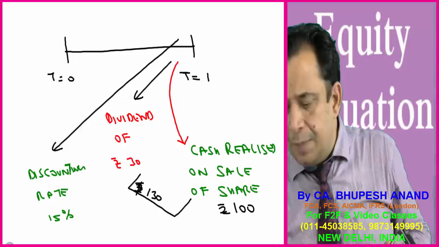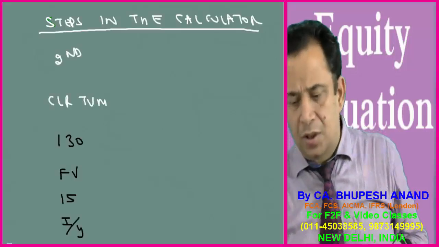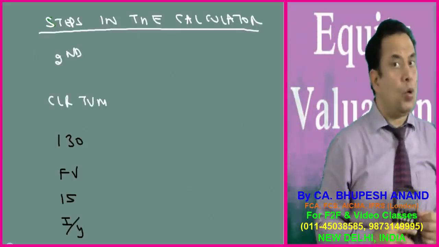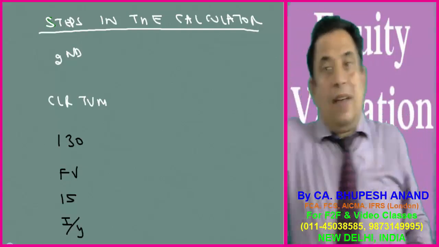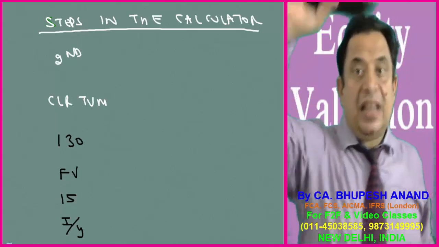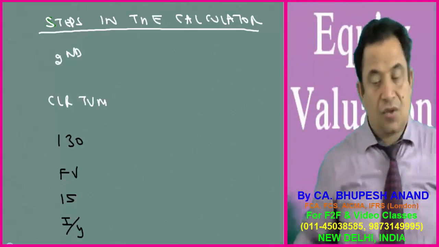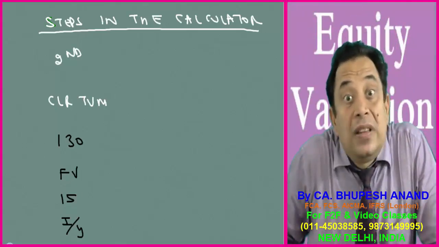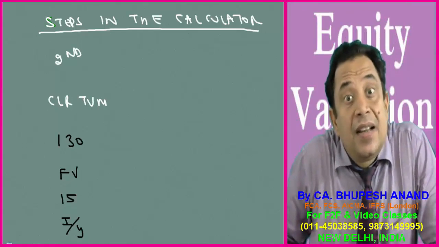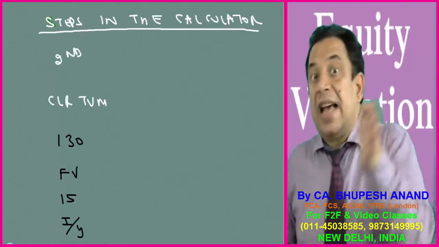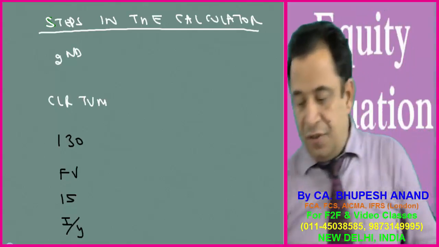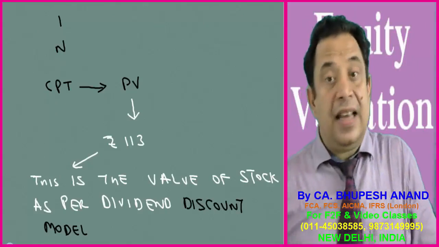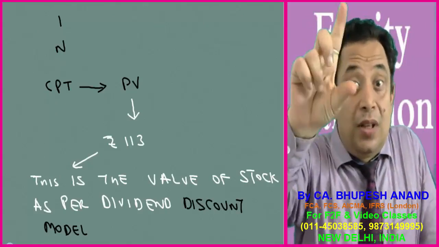And I have written all the steps that are to be taken into account while you are doing this with the help of the calculator. So I will be using the TVM row. Second, clear TVM, because we have to clear the history. 130. Now how 130? 30 is the dividend and 100 is the sale price. So the future cash inflow is 130. 15 as interest, 15 as IY, and then 1 as N, because there is only year 1.